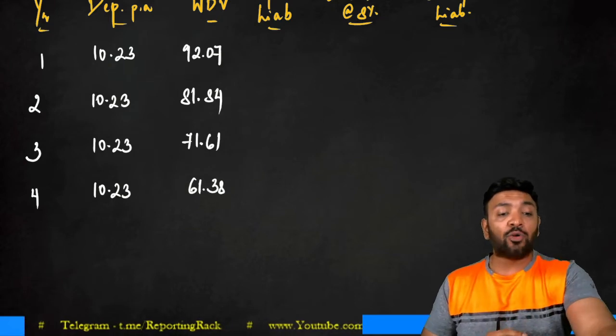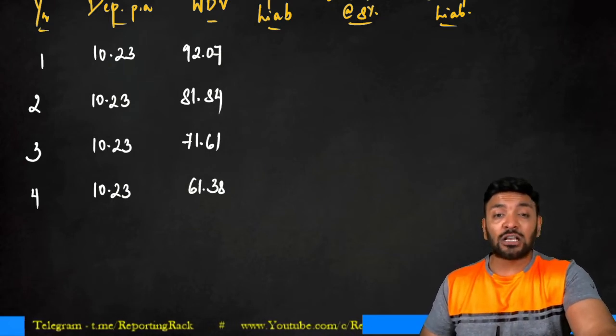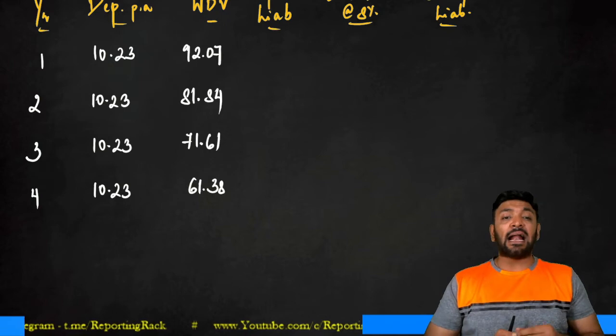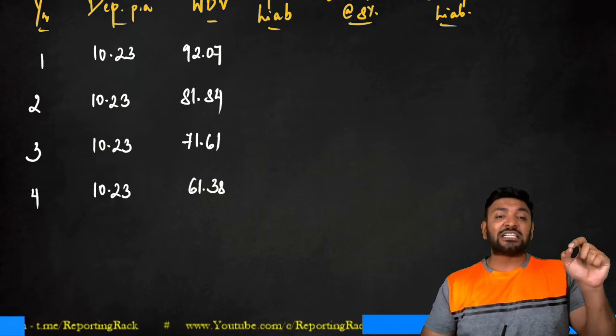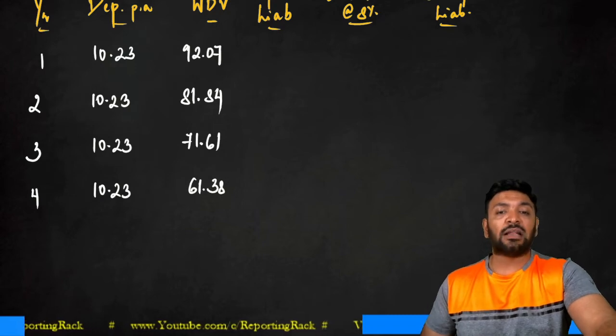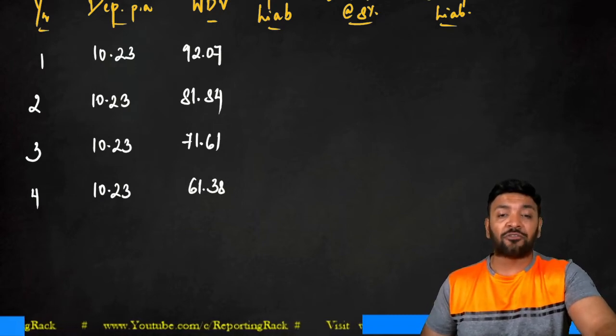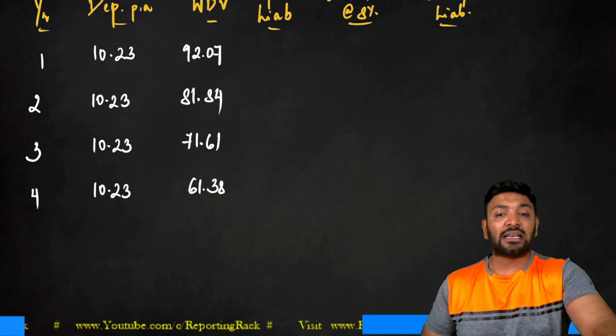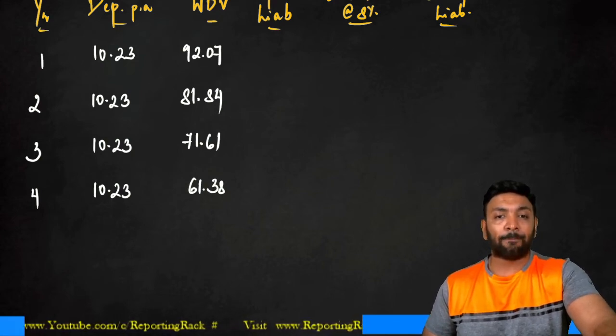The reason why I'm doing it until year 4 is because in the question, he said at the end of year 4, there's a change in the estimation in part B. In part B, he has given you that there's a change in the estimate at the end of year 4. So taking that into consideration, I am only considering up to year 4. Okay.